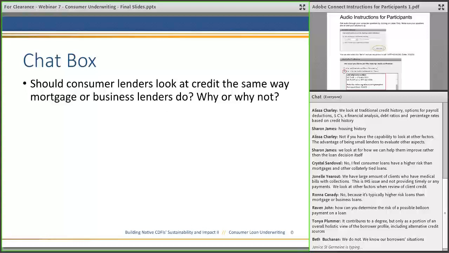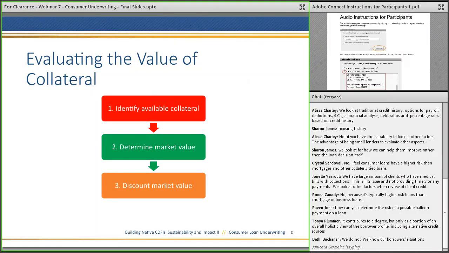Okay, we're having some great conversation, and I encourage you to continue making contributions, but we're going to move this along so we can cover all parts of our presentation. So we're going to move on to evaluating the value of the collateral.